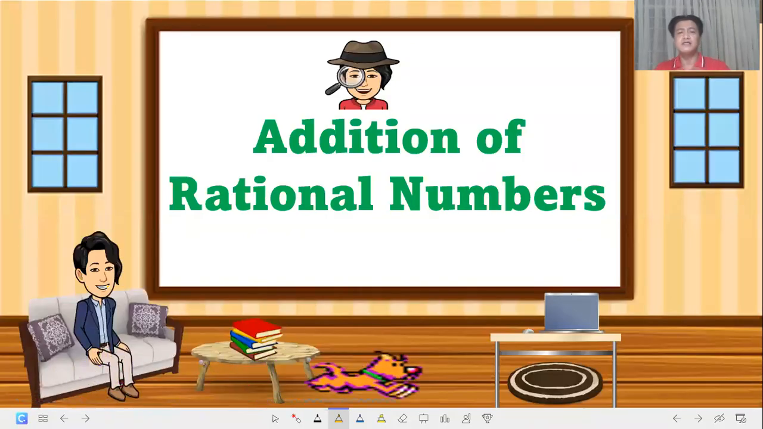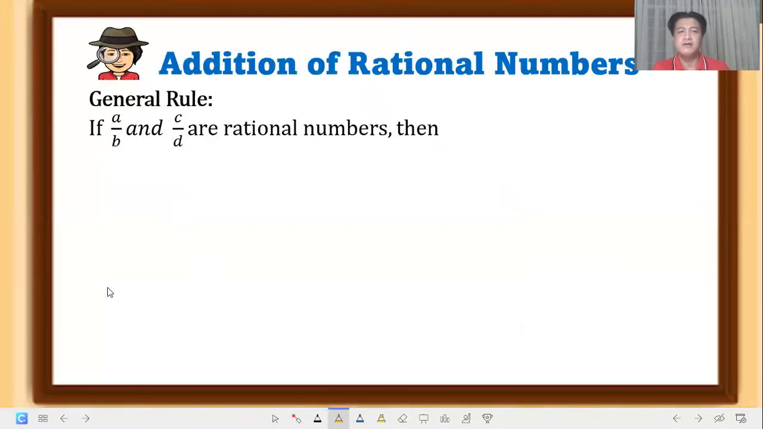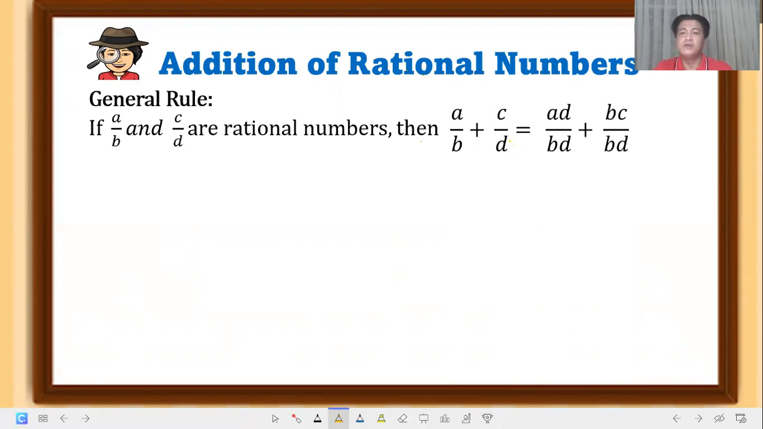Okay, so with that, let's now proceed to addition of rational numbers. Paano nga ba tayo mag-add ng rational numbers? Okay, general rule muna tayo, di ba? So, if A over B and C over D are rational numbers, then we can say that. Okay, everybody listen first. So, ibig sabihin yan, A over B plus C over D is equal to A times D over BD plus BC over BD.